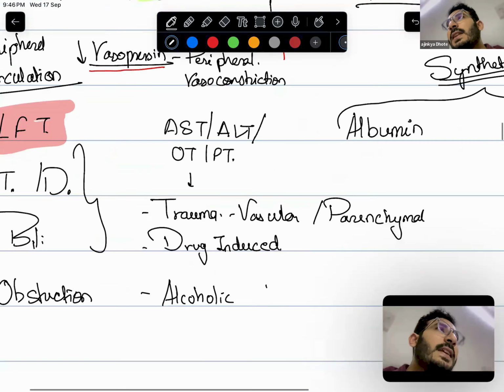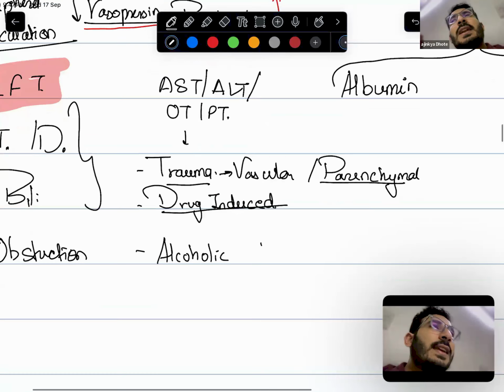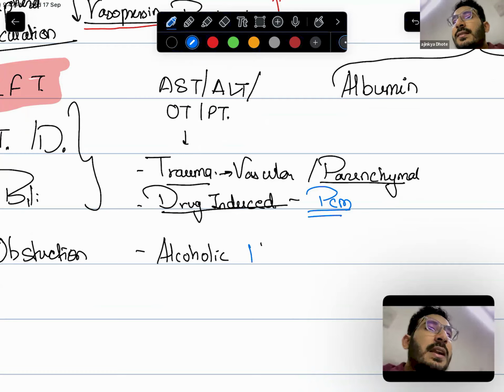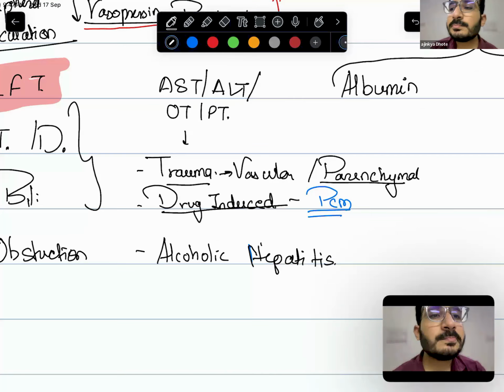AST and ALT are seen whenever there is liver trauma or liver injury of any sort. Trauma can be to the vascular structures or directly to the parenchyma. Second, it can be drug induced. There are multiple drugs that can cause liver injury. One of the most peculiar examples is paracetamol, because paracetamol causes liver injury and not renal injury. Then your alcoholic hepatitis. Yes, alcohol can lead to CLD, but alcohol can lead to alcoholic hepatitis as well.